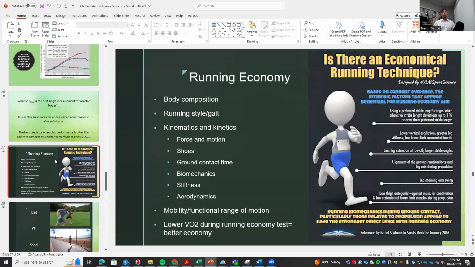Car number 1 requires 3 gallons of gas to go 60 miles. Car number 2 only requires 2 gallons of gas to go 60 miles. And so you can look at that and go, obviously car number 2 is more economical. It's the same idea in the body, right?